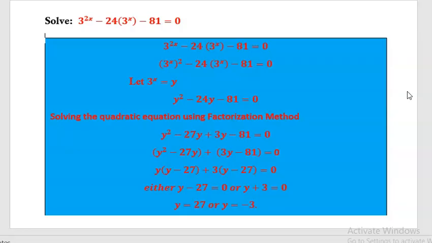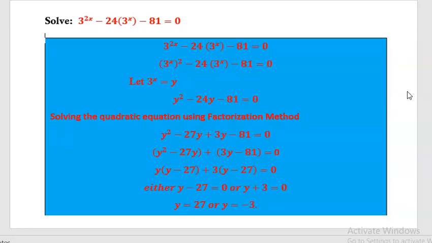So the second bracket there, 3 is common. So 3 will be outside: 3 into (y minus 27) equals 0. So you know it's a quadratic equation, so you're going to have 2 answers. So you're not going to say either y minus 27 is equal to 0.